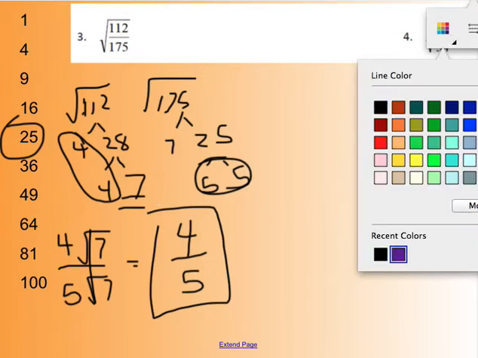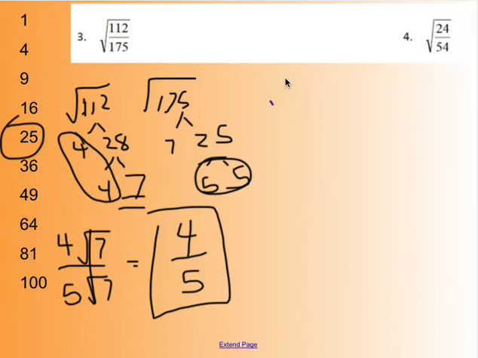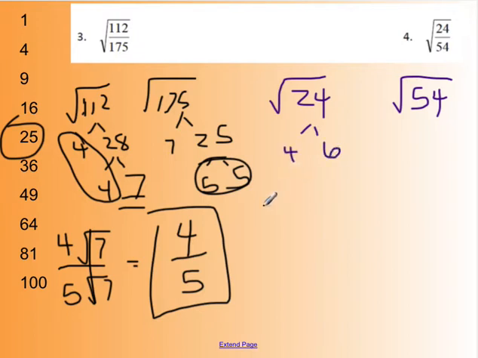Okay. Next, let's take a look at number 4. So we want to break down that radical. So we're going to take the square root of 24 and break that down, and the square root of 54 and break that down. Well, 24 I can divide into 4 and 6. And 4 is going to break down to 2 and 2. 6 will break down to 2 and 3, but there's going to be no pairs there. So all I'm going to be able to take out is that pair of 2s.